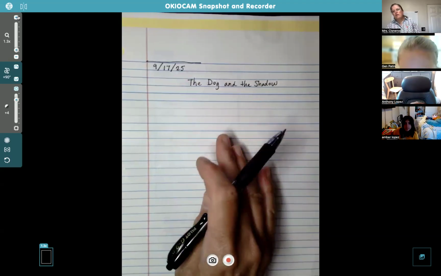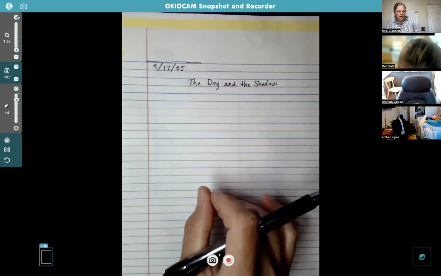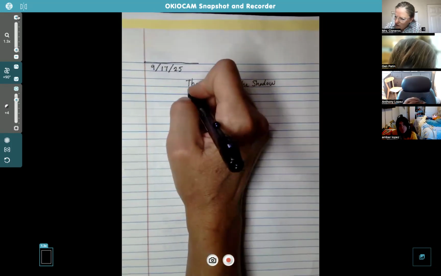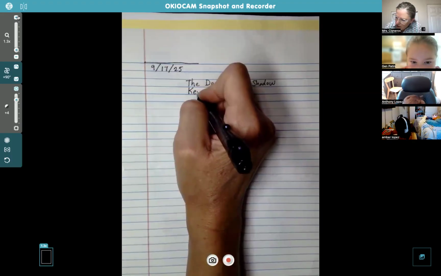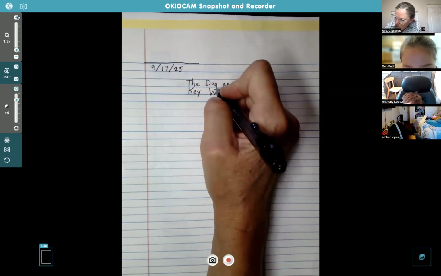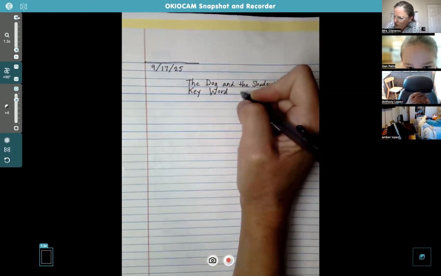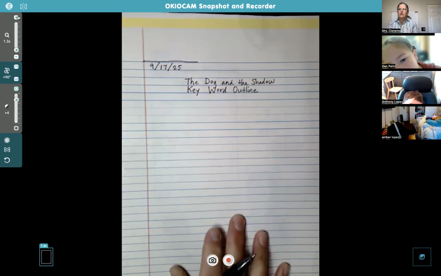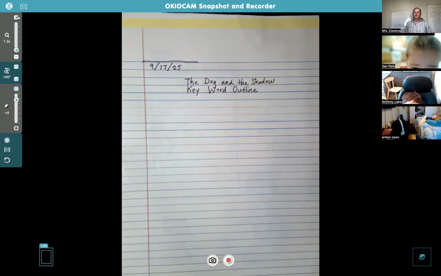And then right underneath that, don't worry if you're still writing, I'm going to leave it here for a minute. You're going to write the words key with a capital K, and then word with a capital W, and then outline with a capital O. So it says the dog and the shadow, key word outline. When you're done writing that, give me a thumbs up.